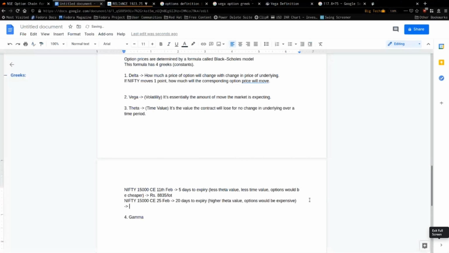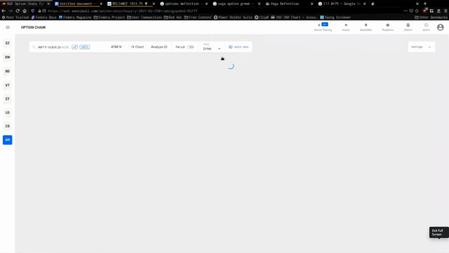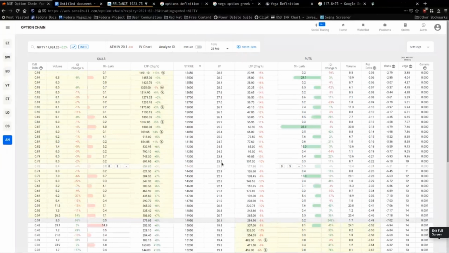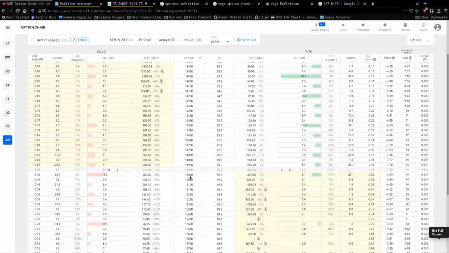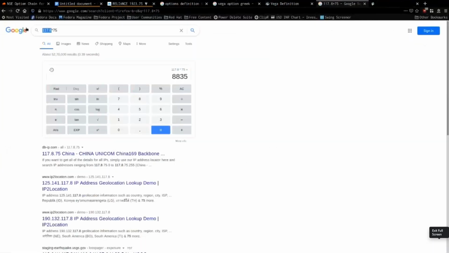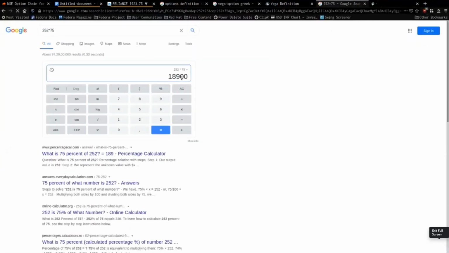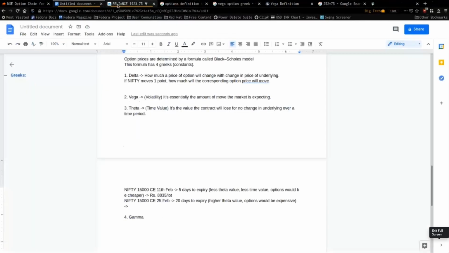And for Nifty 15,000 CE, which is expiring on 25th Feb, this would be more expensive since it has more time value. So this particular one is 252 per unit, which when multiplied by 75 is 18,900. So it's essentially the exact same contract, but the difference is the time. This is 18,900 per lot, and just because of the time, there's a value of 10,000 rupees between the two.